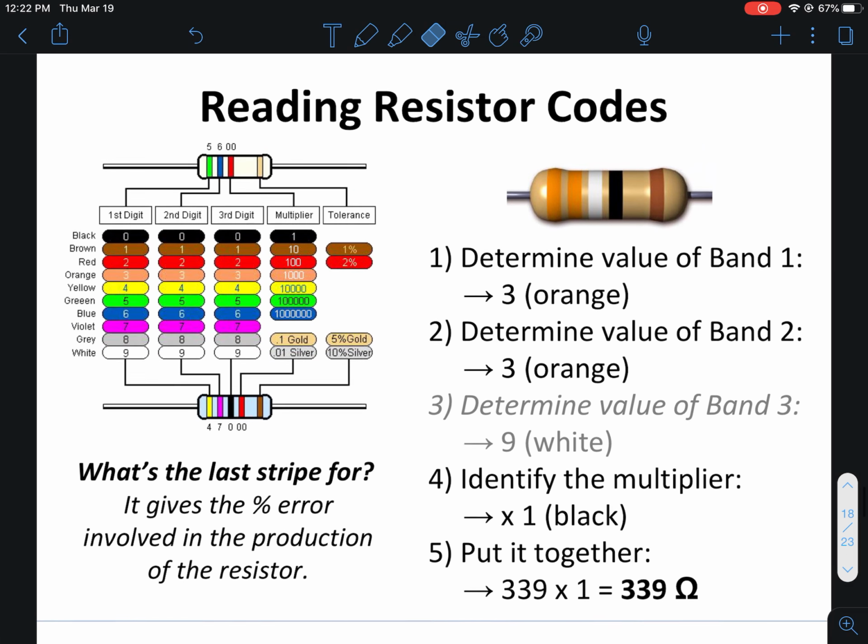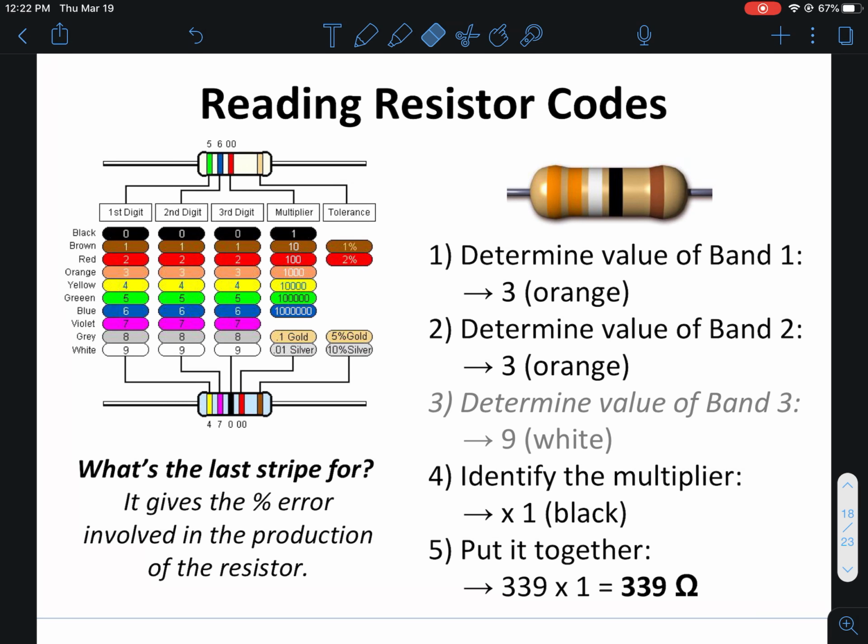So, just to recap: the first color is the first value, the second color is the second value. There may or may not be a third band. If there is, that's great, it's another number. Then you're going to have the very last thing. The one that's right before the space before you get to the tolerance is going to be your multiplier.